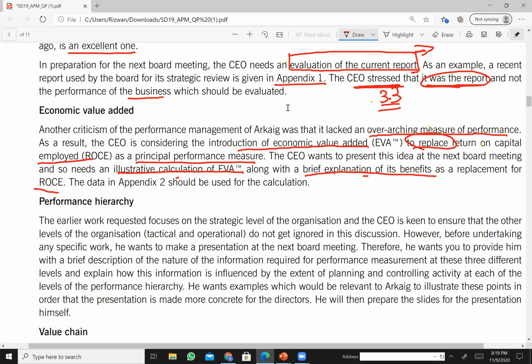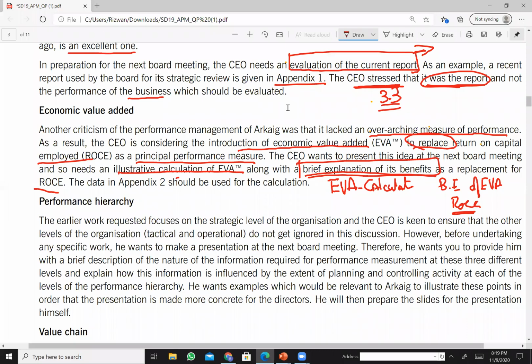My friends, let's first find out the object here. The object is we have to calculate EVA. We have to do an illustrative calculation. We have to calculate EVA. This is our object, number one. Second, we have to give a brief explanation of EVA. Now, try to understand, as a replacement of ROS. So you have to give the benefits of EVA as a replacement of ROS.